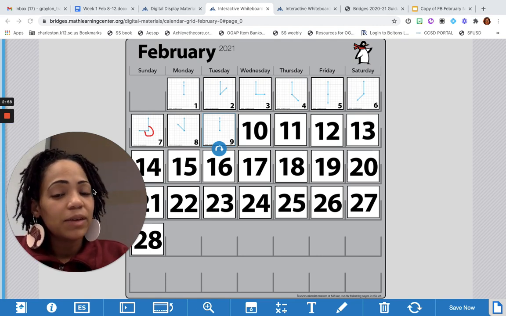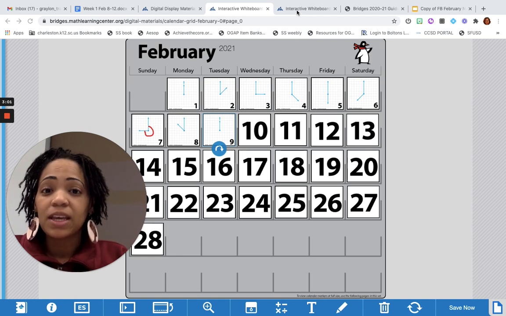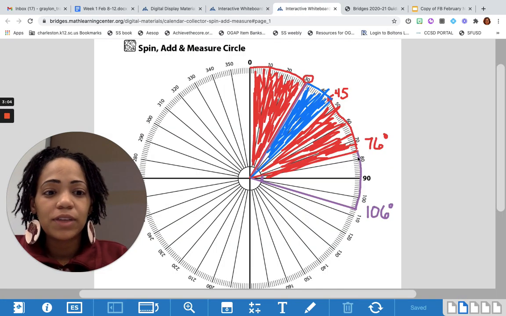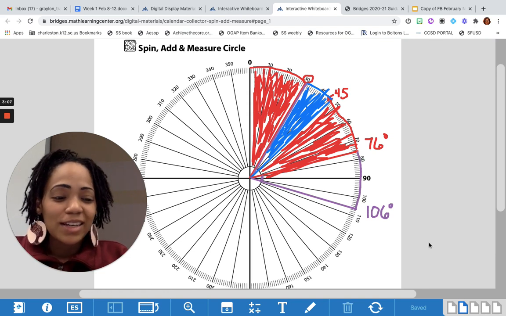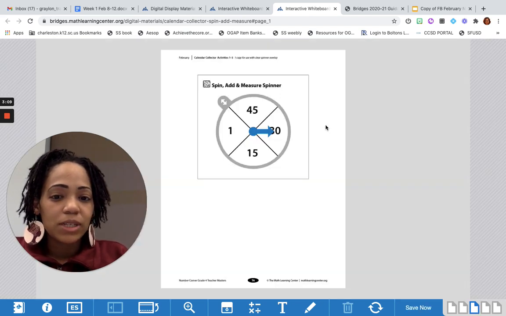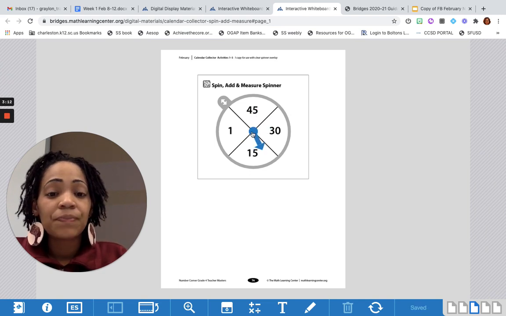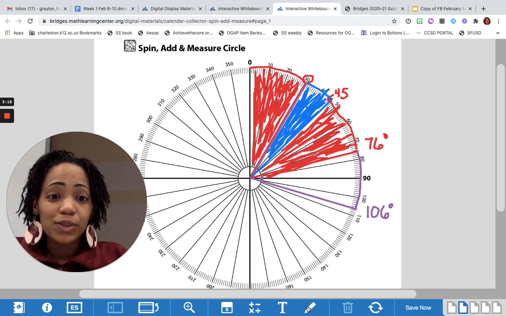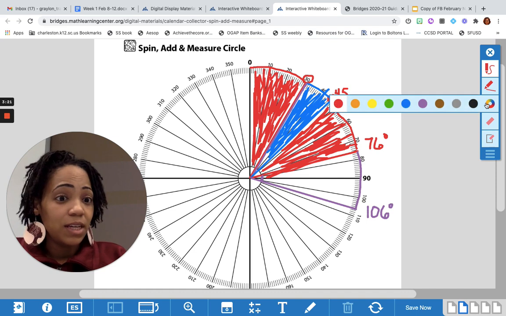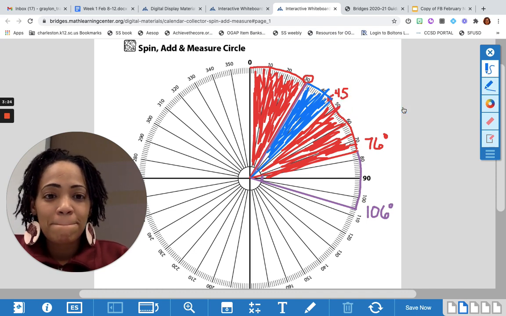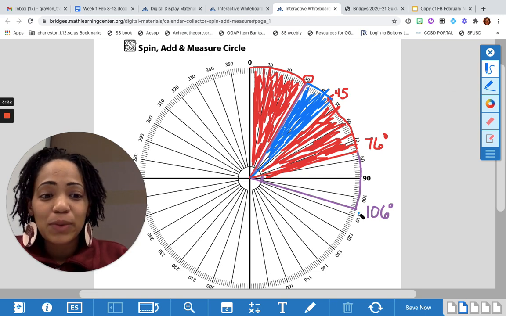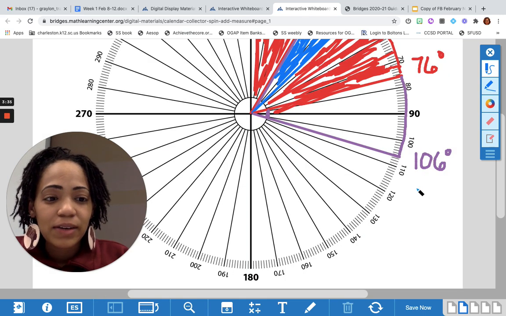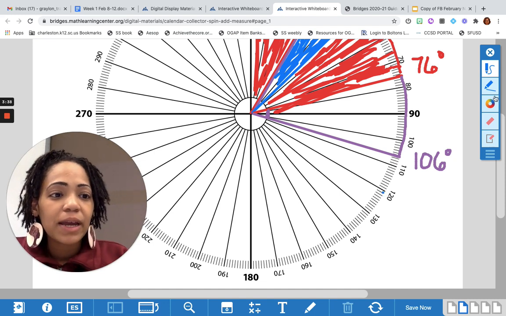Right. Well, now that we've seen our calendar grid, let's update our calendar collector. And you know, for this month, we are collecting angles. And so I am going to spin for today. So far we have 106 degrees, and it looks like we're adding another 15 degrees. So what is 106 plus 15? Did you say 121? If you did, you are absolutely correct. So 121 would be about right here.